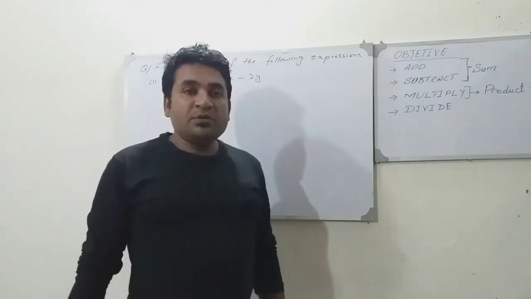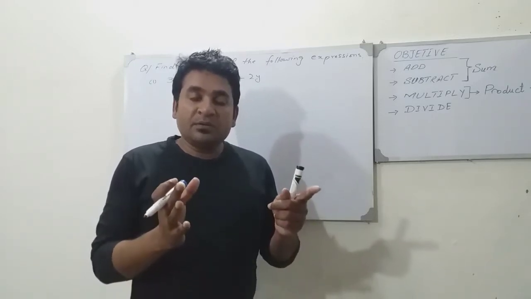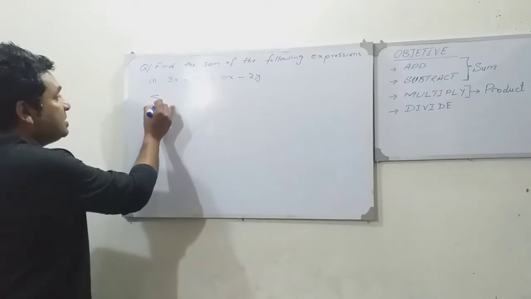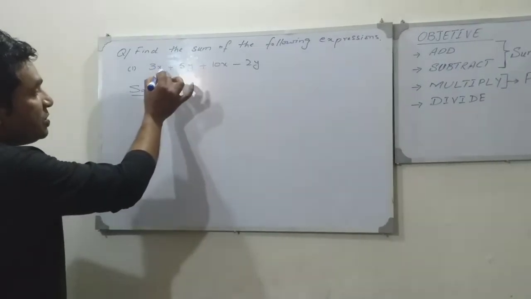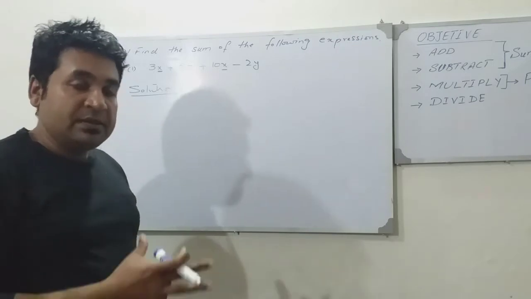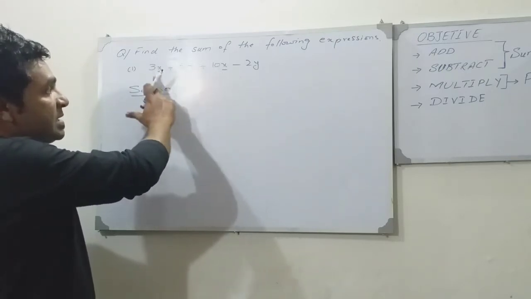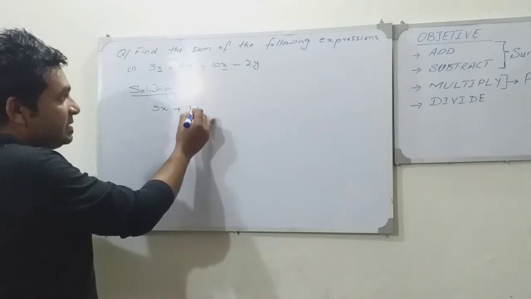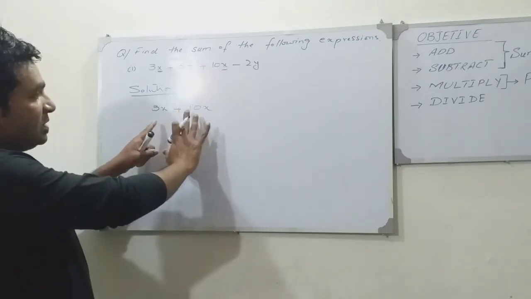The very basic thing which you are going to do first of all is that you have to simply combine the like terms. So first of all, combine the like terms. Solution: we are going to combine the like terms. I told you in my last video that terms are like or unlike, and this depends on the variables. This is x, this is also x, so these two terms are like terms, and we will combine them and write them as 3x plus 10x. Now there is no other term with x, so these were the two like terms we have combined.